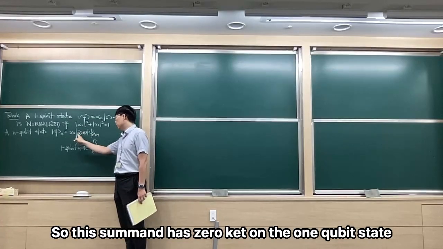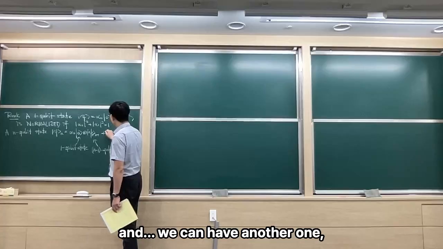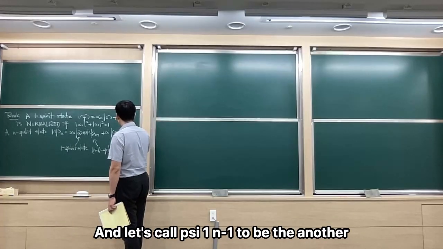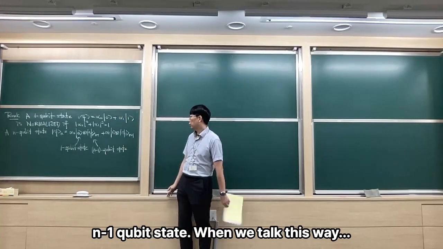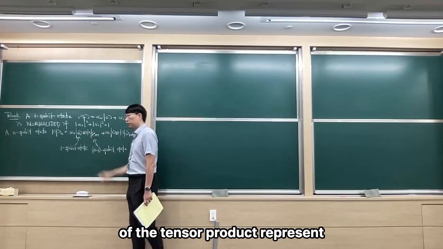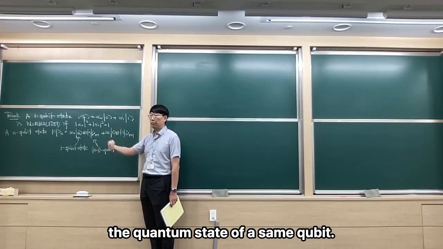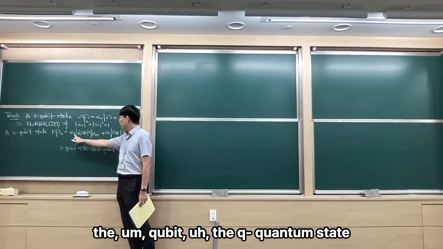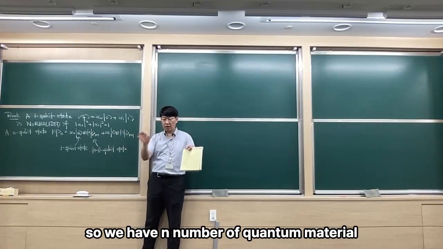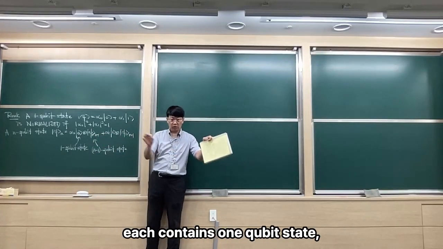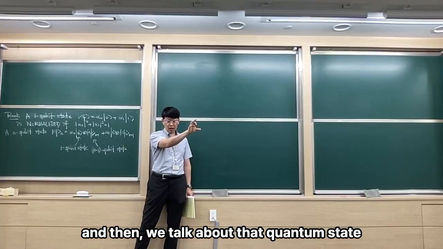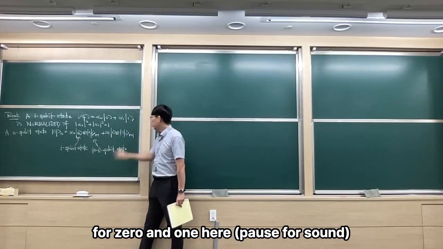So this summand has 0 ket on the 1-qubit state, and we can have another one because we're always talking about the basis of 0 ket and 1 ket. And let's call psi 1 n minus 1 to be another n minus 1 qubit state. When we talk this way, the 1-qubit state on the left-hand side of each of the summand of the tensor product represents the quantum state of the same qubit. So for example, here we're talking about the quantum state on the last qubit on the n-qubit system. So we have n number of quantum registers that each contains 1 qubit state, and we fix one qubit register, and then we talk about that quantum state for 0 and 1 here.